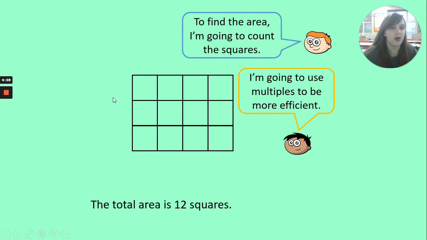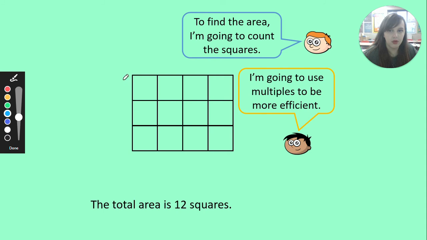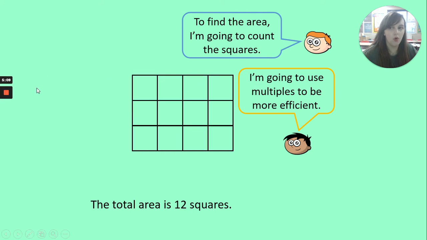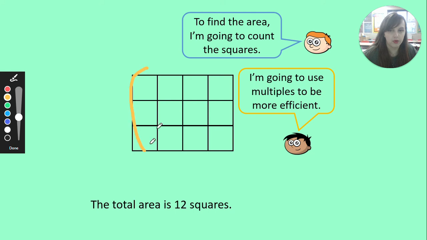Well, we could have 3 groups of 4 squares, or we could have 4 groups of 3 squares. Let's see what our friend here is going to do to work this out.